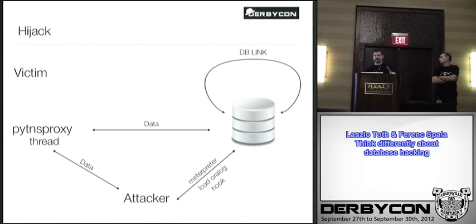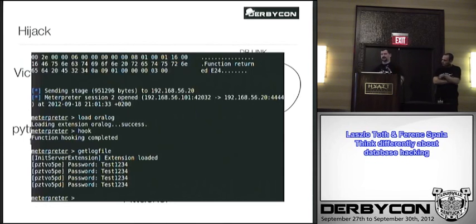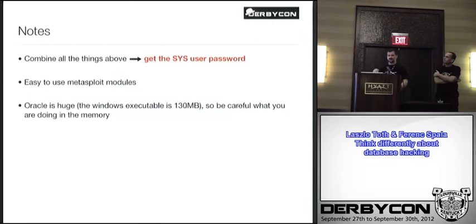We created a public database link that points to the same database and forced the database, just selecting against this public database link, to call the hooked function. And after that, we just get the log file. As simple as that. So combining all of the things above, using a Meterpreter extension, hijack an Oracle session. What else?